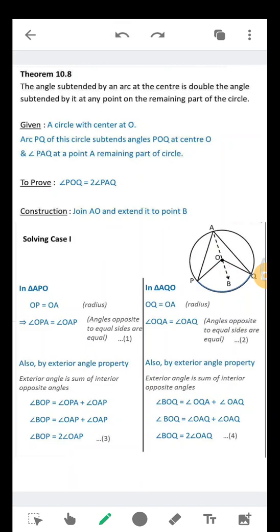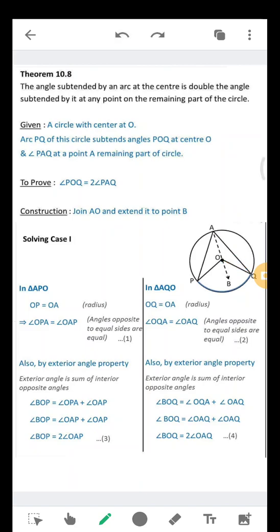For this we'll write a construction step, that is, join AO. We'll join A to O and extend it to B. Now you can see there are two triangles formed here, POA, and another triangle QOA. These are the two triangles.